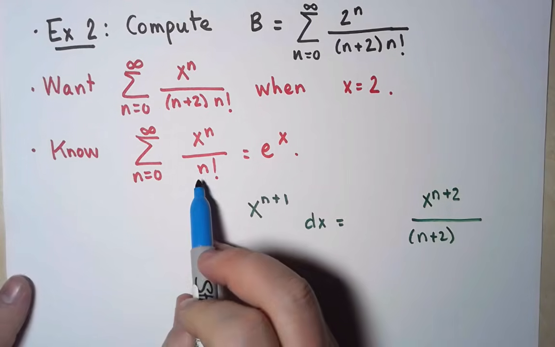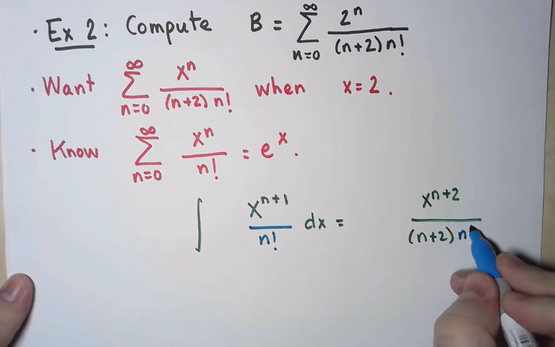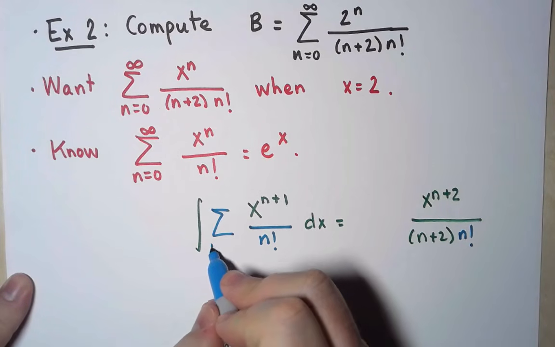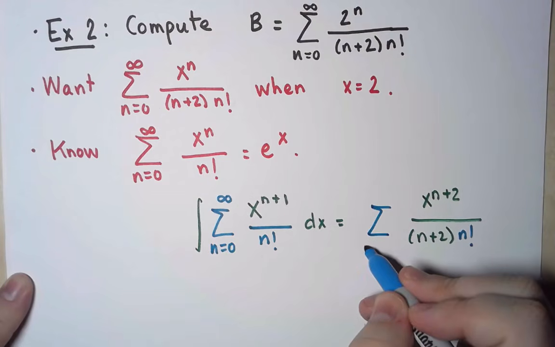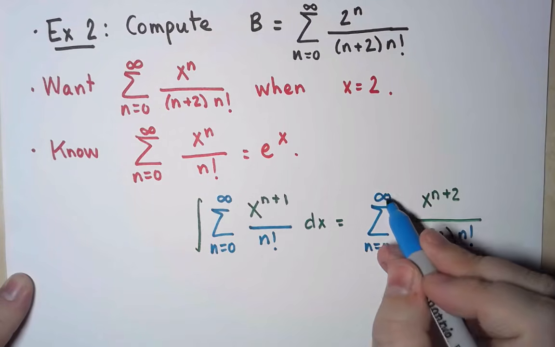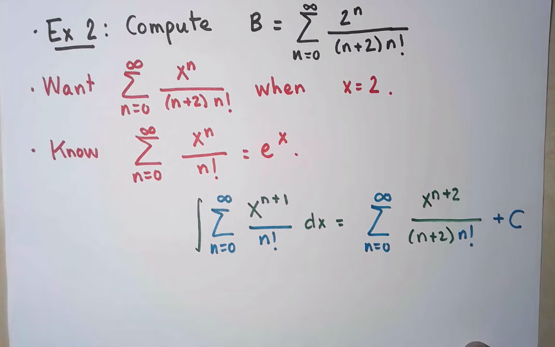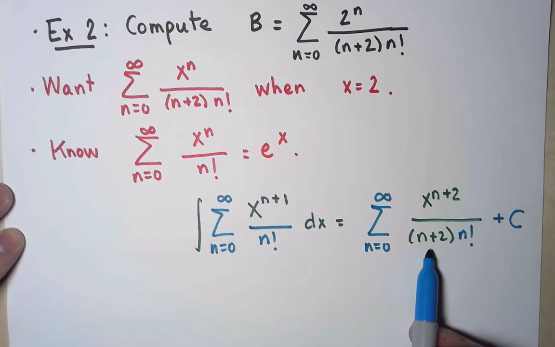Now, the n factorial, I'm going to treat it as a constant. And the fact that I have a sum, well, I'm going to commute that with the integral. And we know we can do that because we are dealing with a power series. And of course, don't forget the integration constant. So that's it. What I need to do is take this sum, then integrate it, and I will get the extra n plus 2 at the bottom.